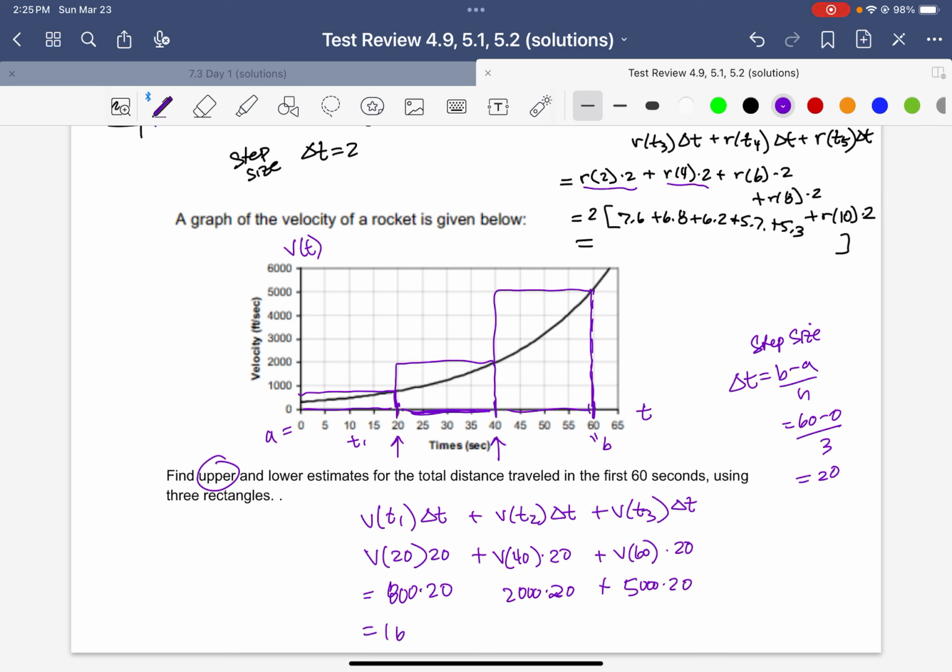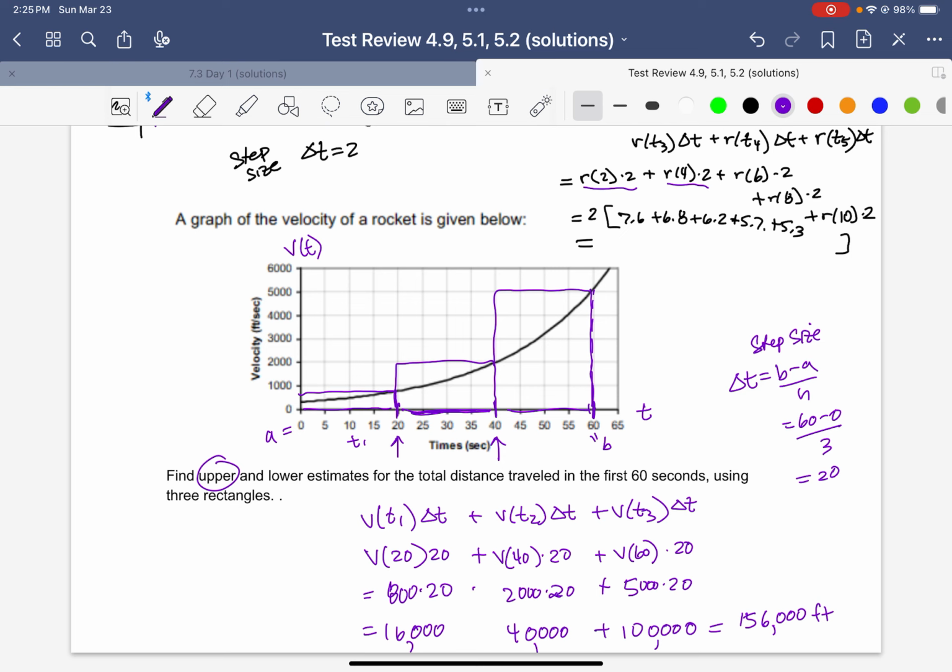So this is going to be 16 with 1, 2, 3 zeros. This is going to be 4 with 1, 2, 3, 4 zeros. It's going to be 10 with 1, 2, 3, 4 zeros. So 100,000, 40,000, and 16,000 is about 156,000 what? Feet?